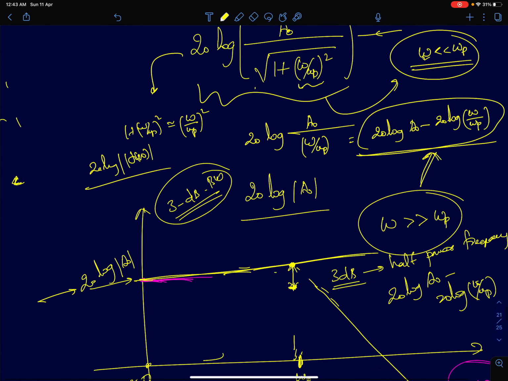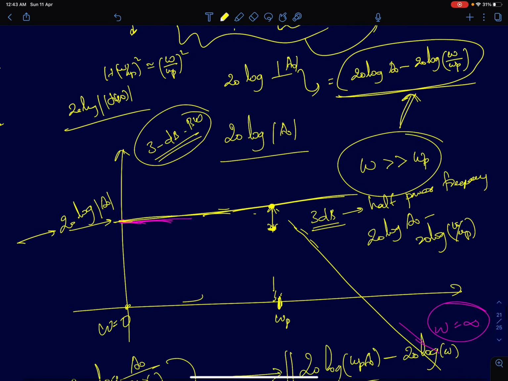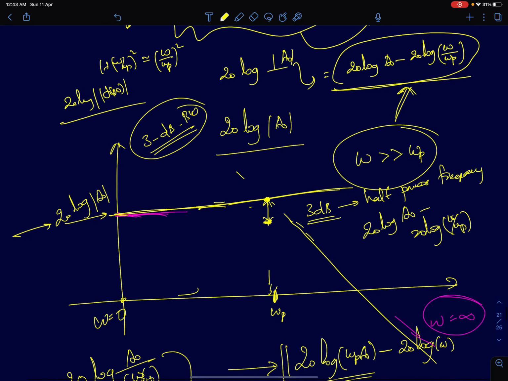Now if I equate the low frequency value, which is 20 log mod of A0, with this expression, the point where they both intersect is at omega equal to omega p. So that's where they both intersect. So when you now complete the graph, from low frequency to this point, and you join the high frequency line and the low frequency line, it's called the Bode plot.